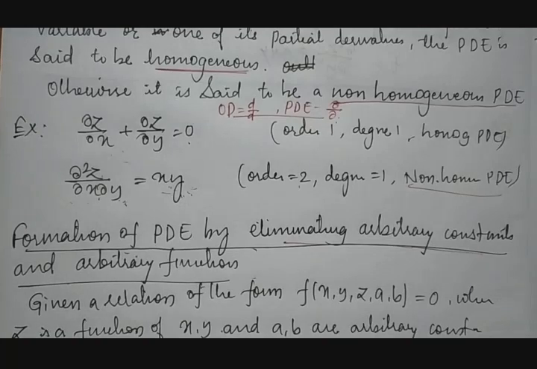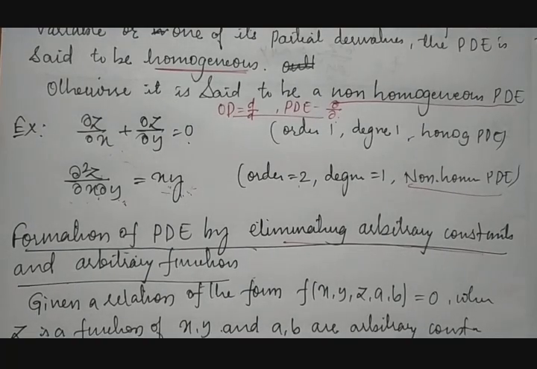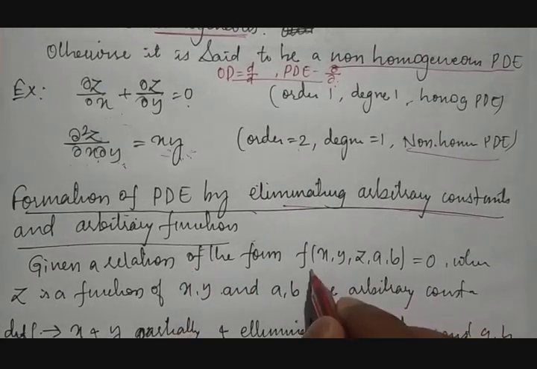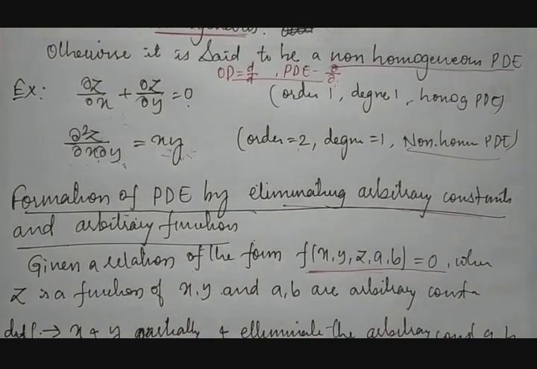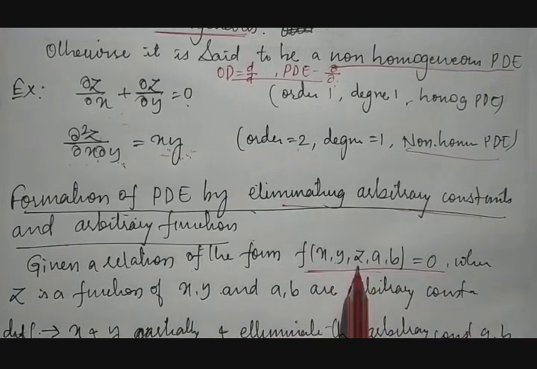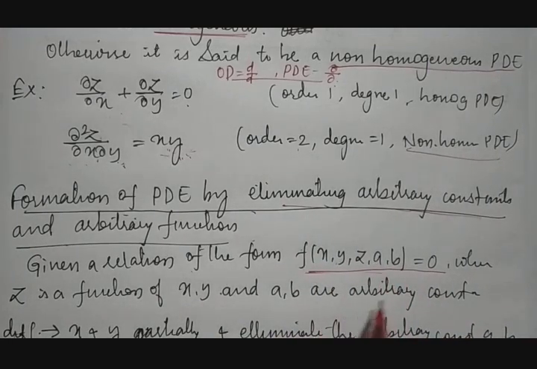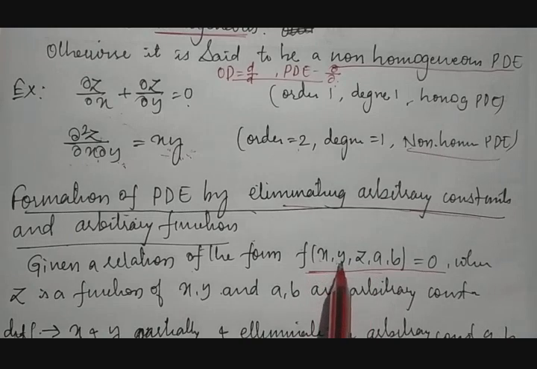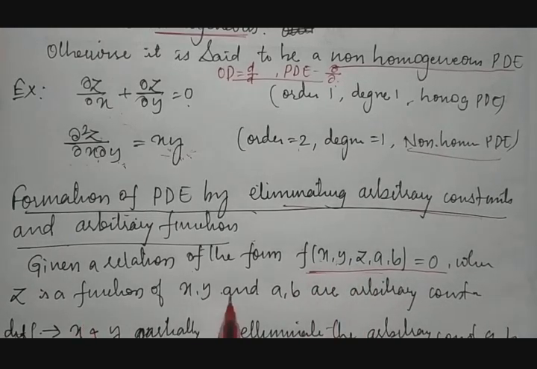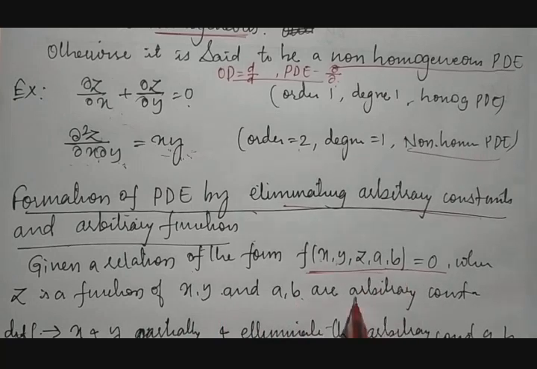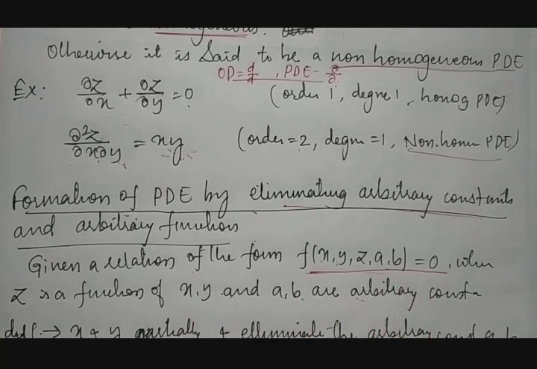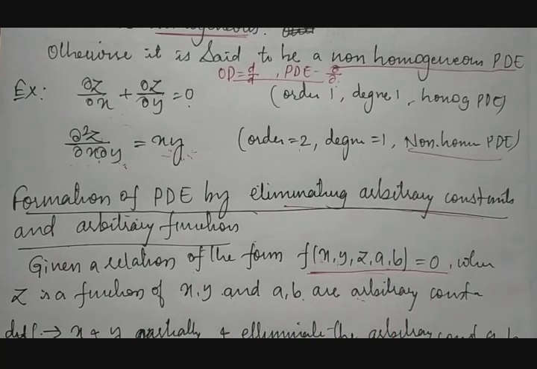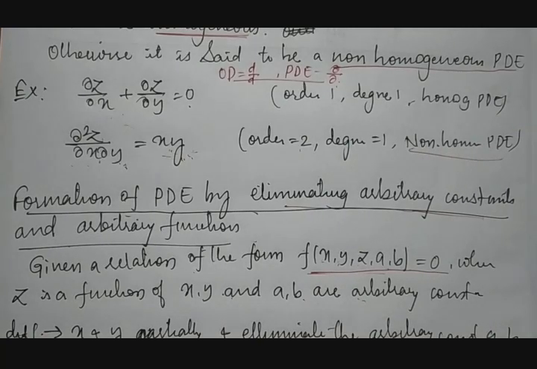Then the concept starts with formation of a partial differential equation by eliminating arbitrary constants or arbitrary functions. We have to see the example first. The example will be a relation in the form like this: where x will be there, y will be there, z will be there, and a few constants will also be there, equal to 0. Means what? x and y will be the two independent variables, where z will be a function of x and y, and a and b will be arbitrary constants. If this is the given example, z is a function of x and y, x and y are the independent variables, and constants will also be there.